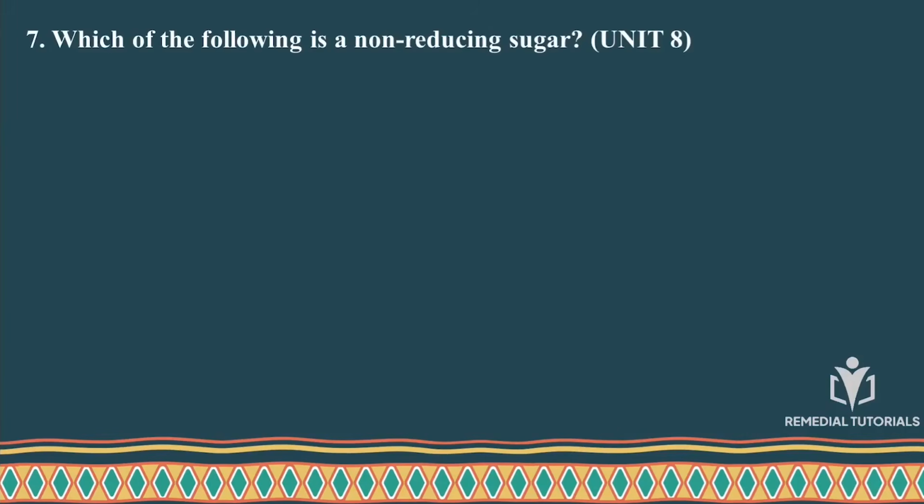Question number 7. Which of the following is a non-reducing sugar? A. Glucose. B. Sucrose. C. Galactose. D. Fructose.